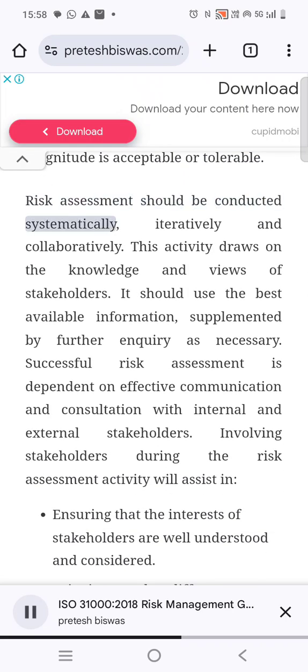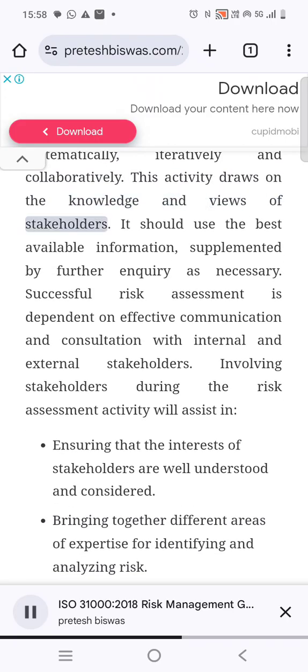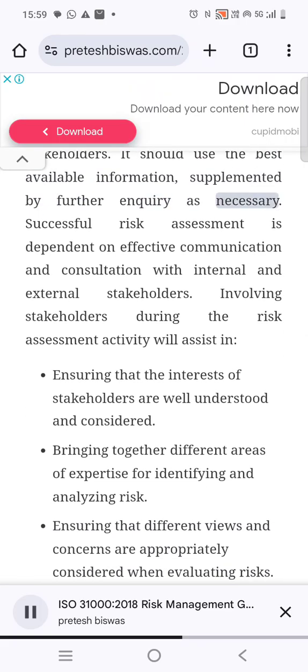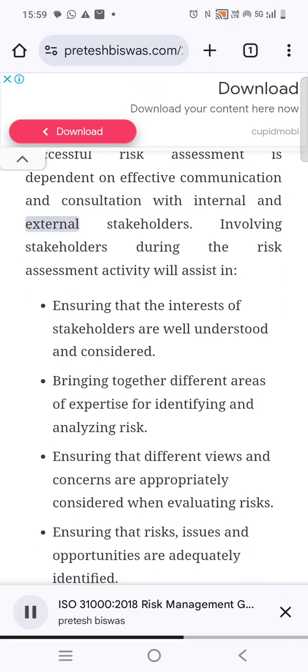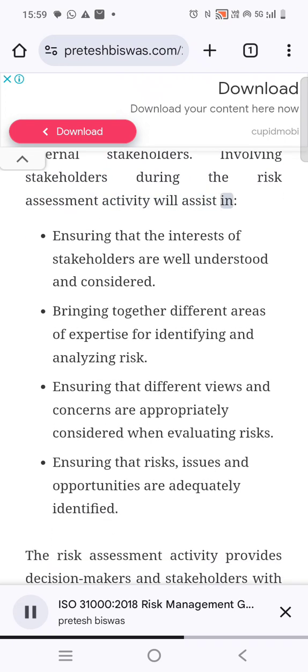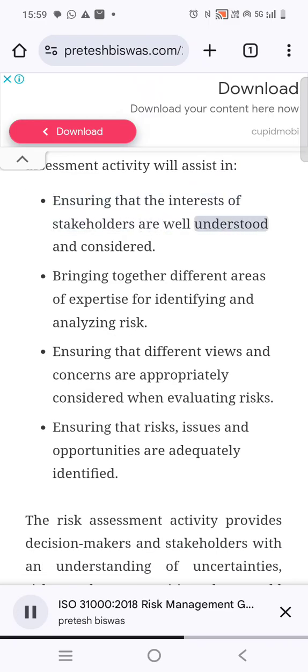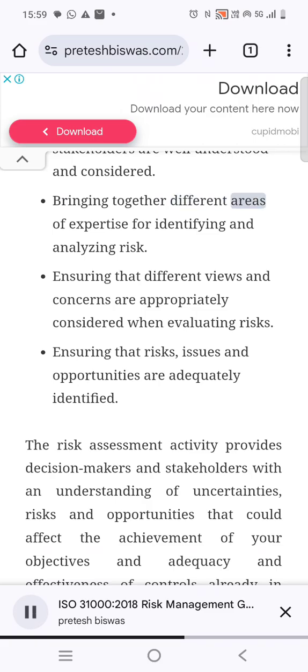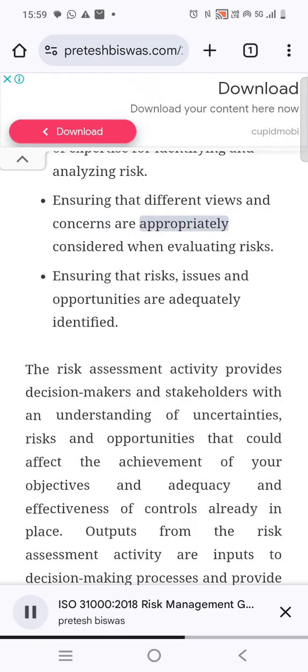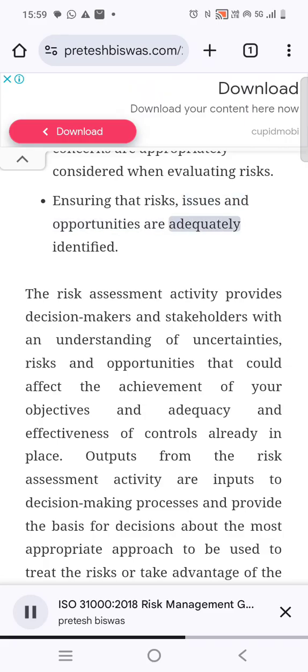Risk assessment should be conducted systematically, iteratively, and collaboratively. This activity draws on the knowledge and views of stakeholders. It should use the best available information, supplemented by further inquiry as necessary. Successful risk assessment is dependent on effective communication and consultation with internal and external stakeholders. Involving stakeholders during the risk assessment activity will assist in ensuring that the interests of stakeholders are well understood and considered. Bringing together different areas of expertise for identifying and analyzing risk. Ensuring that different views and concerns are appropriately considered when evaluating risks. Ensuring that risks, issues, and opportunities are adequately identified.